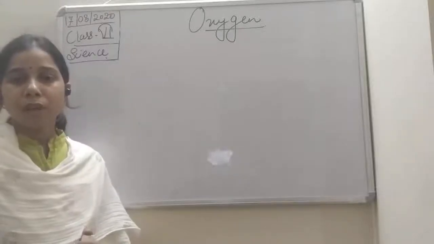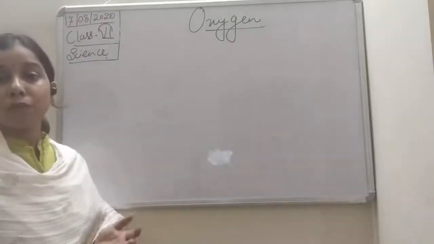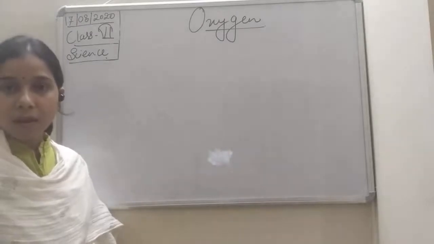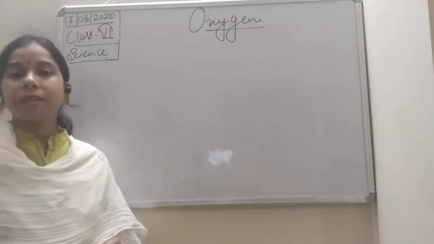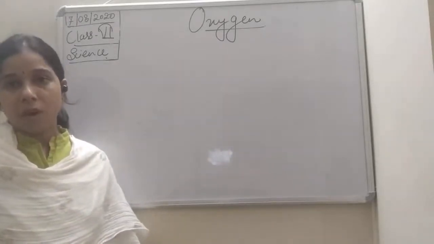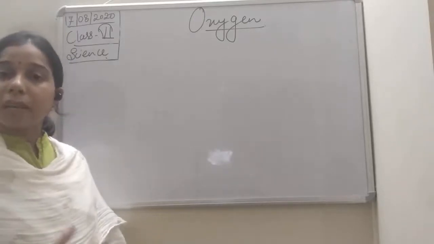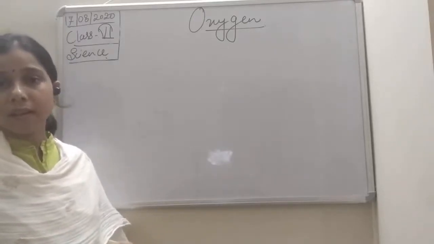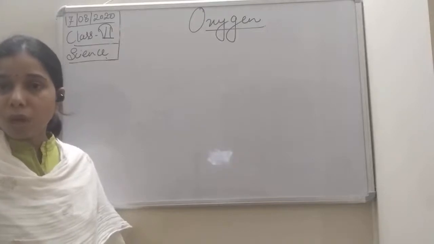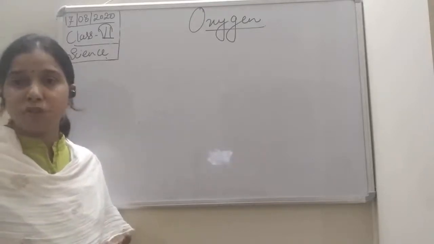Hello students. So in the previous class we were talking about the air, and air is what? It is a mixture of gases. Okay, so what are the different types of gases present in the air or in the atmosphere, students? So we studied the composition of the air.